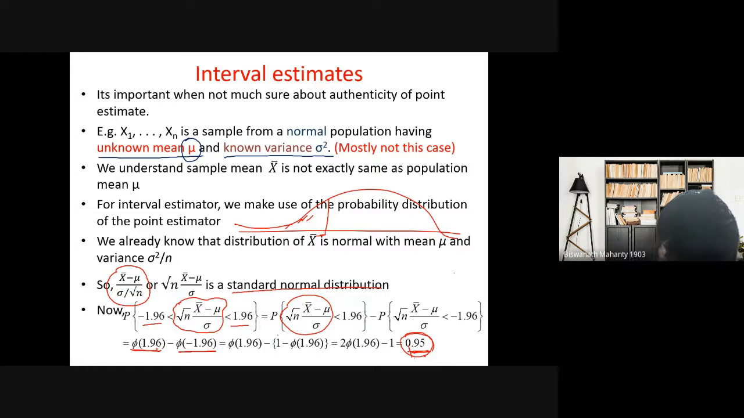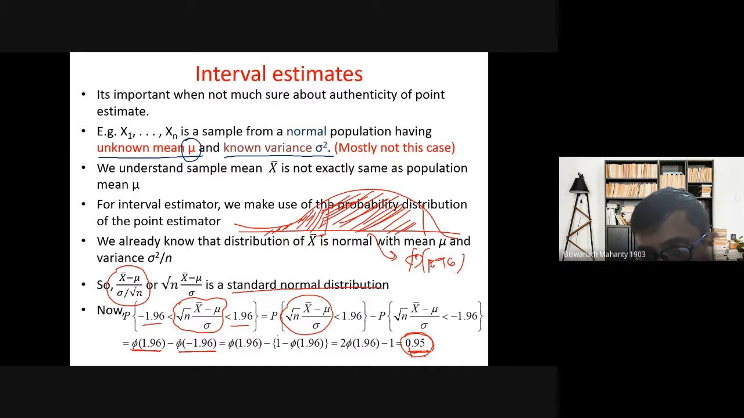In the beginning, before the semester, before your vacation started, we talked about that. Phi 1.96 means area below 1.96, whatever area is coming. Am I clear? Area below 1.96, the whole area, that is called phi. Phi 1.96 means in the standard normal distribution the area less than this. So I'm just writing this as phi 1.96 minus phi minus 1.96.